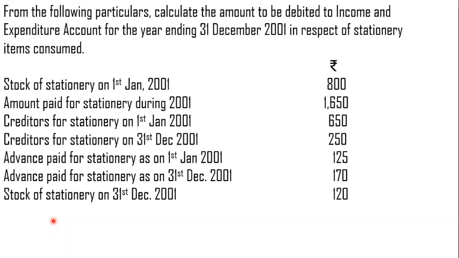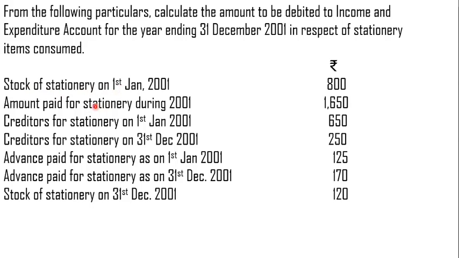This is a question given. Here you have some items given, and you have to calculate the amount which is to be debited to income and expenditure account in respect to stationery item consumed. So you have to calculate the consumption. Let's have a look at what is given.